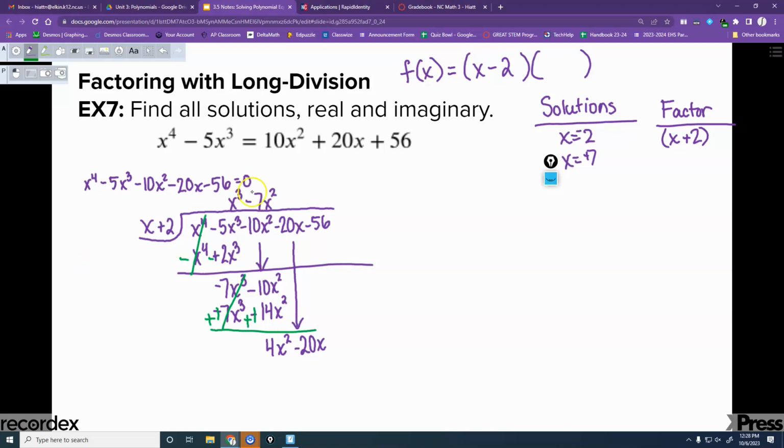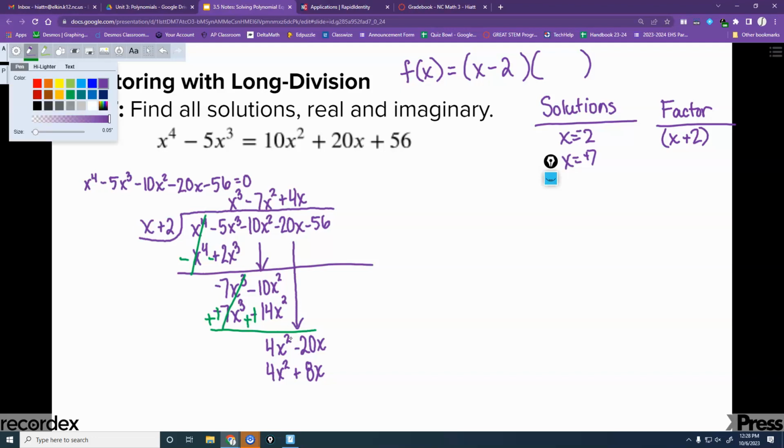Okay. So what times x will give us 4x squared? 4x. So we got a plus 4x here. 4x times x is 4x squared. 4x times 2 is plus 8x. We have not subtracted yet. We must subtract.